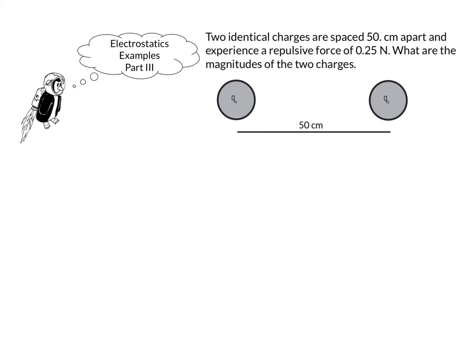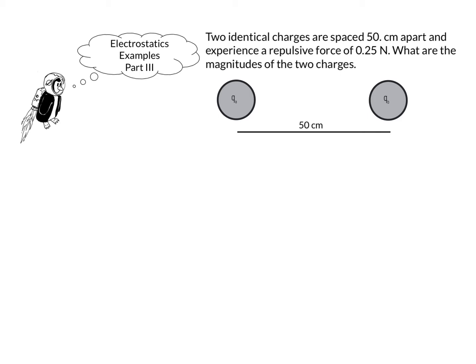Alright, today we're going to do two more practice problems for electrostatics. First up, we have two identical charges that are spaced apart by 50 centimeters, and they experience a force that's given to us of 0.25 newtons. The question asks, what is the magnitude of the two charges?